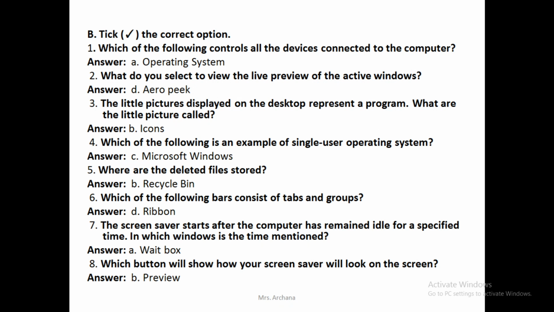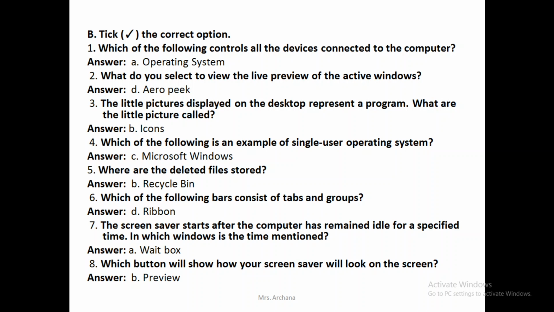Second is, tick the correct option. See, options I have not written, but only the answer I have given you. First is, which of the following controls all the devices connected to the computer? Answer is operating system. Second, what do you select to view the live preview of the active windows?